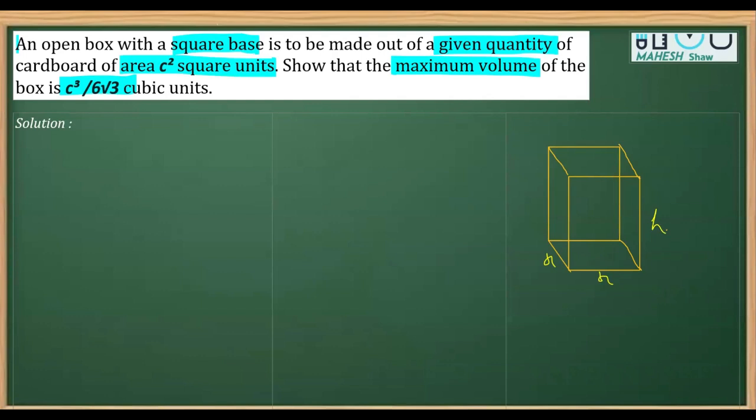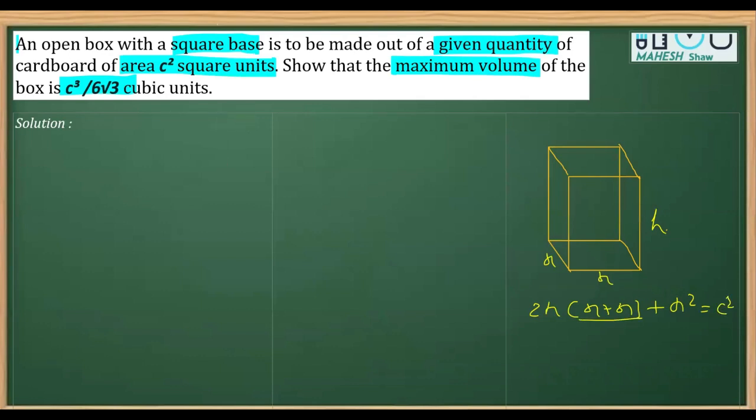So what are we given about the surface area? How do we calculate the surface area? It should be the curved surface area, which is 2h bracket L plus B. Over here, L and B are x, so we may write x plus x. This is the curved surface area or lateral surface area, 2h bracket L plus B, plus the area of the base. And we have only one base as it is open from the top. So it will be x into x, that is x square, which as per the question is mentioned as c square.